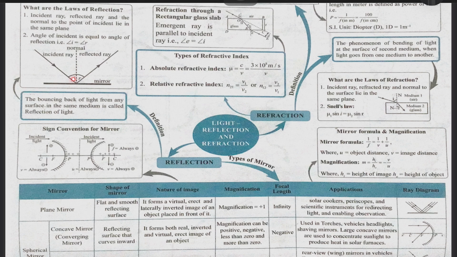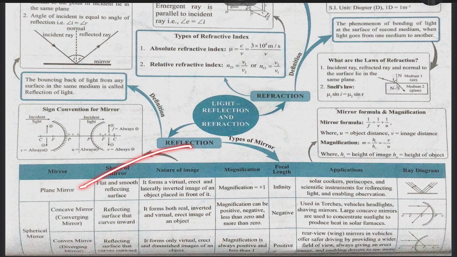Seeing the diagram, it is easy to understand. Then the angle of incidence is equal to the angle of reflection, that is i is equal to r. These are the two laws with respect to reflection. So we are done with the definition and laws of reflection.